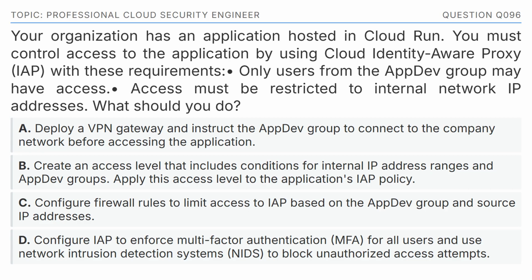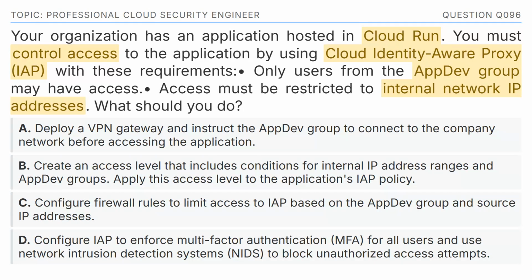Option B, create an access level that includes conditions for internal IP address ranges and AppDev groups. Apply this access level to the application's IAP policy. Option C, configure firewall rules to limit access to IAP based on the AppDev group and source IP addresses. Option D, configure IAP to enforce multi-factor authentication, MFA, for all users and use network intrusion detection systems, NIDS, to block unauthorized access attempts.